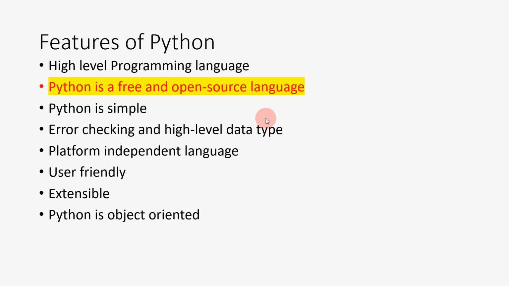Second, Python is free and open source. Python is free means there is no need to pay money for installing Python, and one can easily download it from any website.